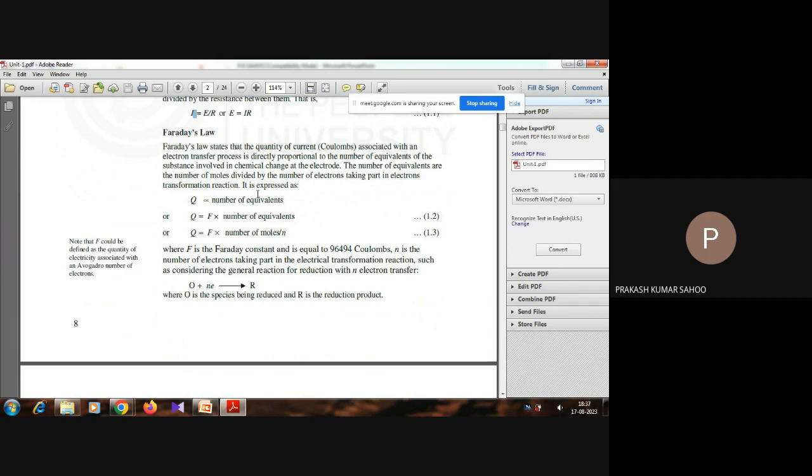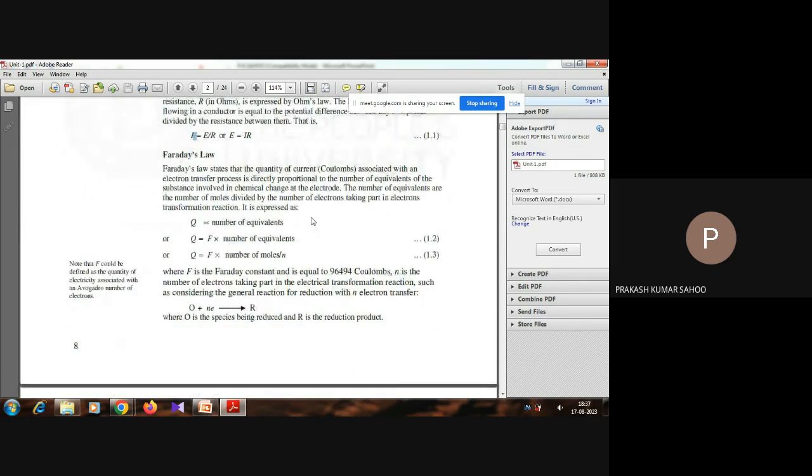Here the first law states that the amount of substance deposited or liberated at the respective electrodes in an electrochemical cell is directly proportional to the quantity of electricity passed through it. That means the quantity of electricity is directly proportional to the amount of substance produced or liberated at the respective electrodes. This is Faraday's first law.